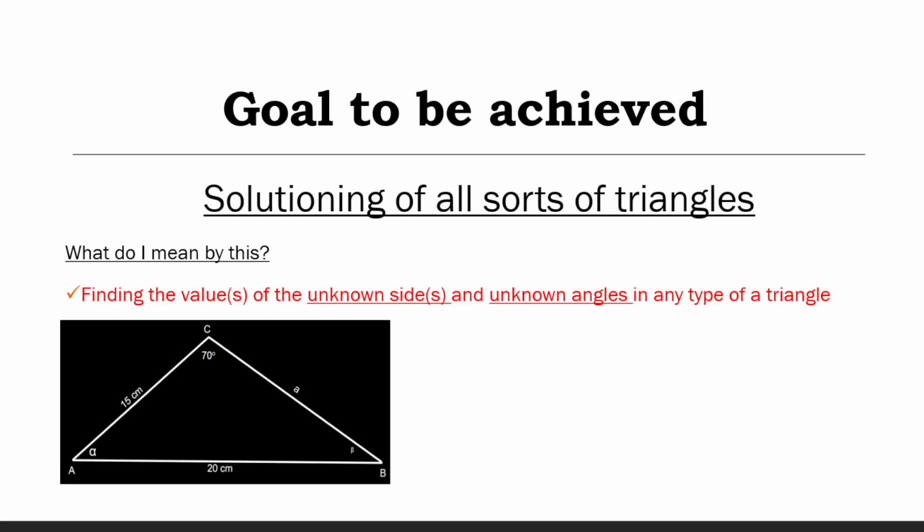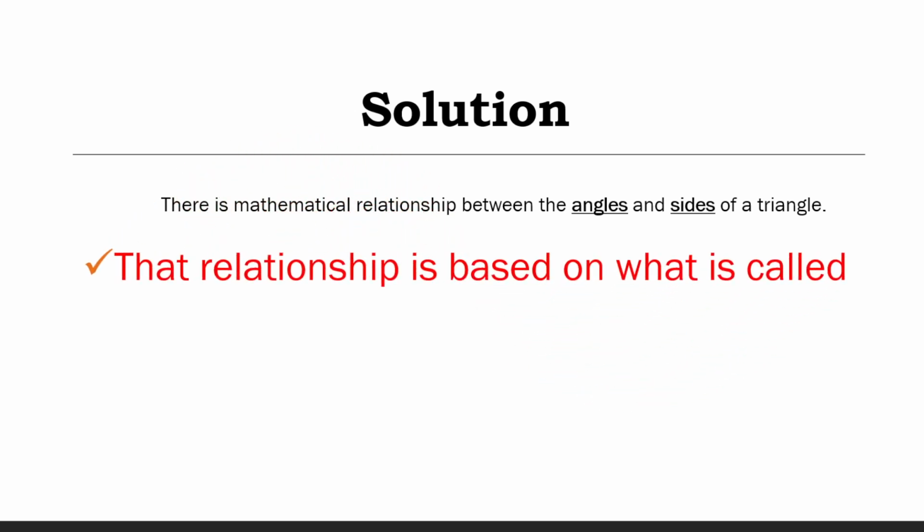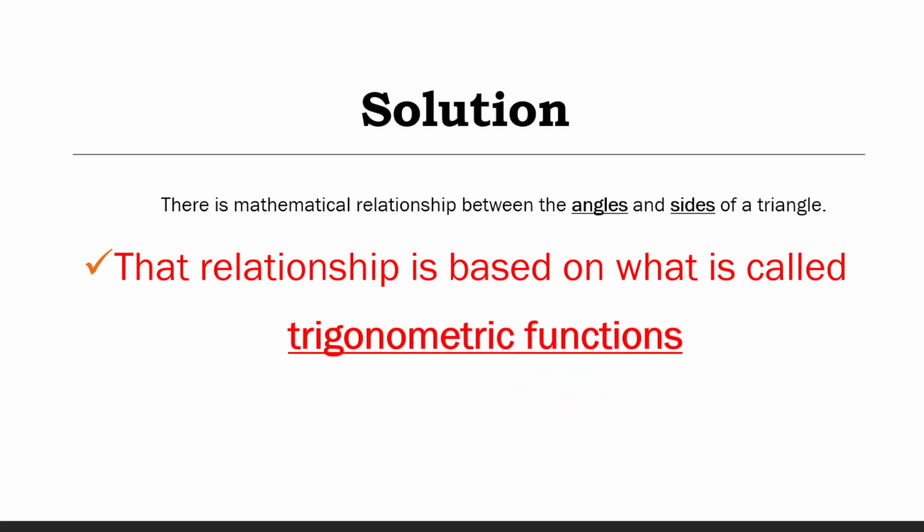An example is given below, where you're given a triangle with unknown angles and an unknown side, or we are given a right-angled triangle. We should still be able to solve any kind of triangle. Our solution, which is trigonometry, tells us there's a mathematical relationship between the angles and the sides of a triangle. That mathematical relationship is based on what are called trigonometric functions.